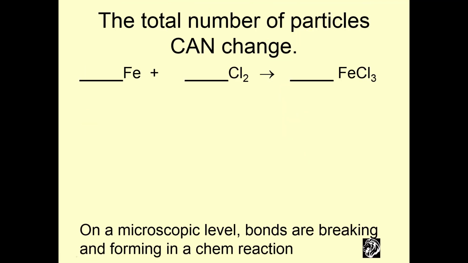The total number of particles can change. Let's do the same thing again. I'll call iron a square, and we'll make chlorine the double ring. It doesn't really matter that much. But here, notice I have one square, and I have three rings. So notice from here, my squares are good, but I don't have enough circles to make this happen. So I need to get 3 of them.